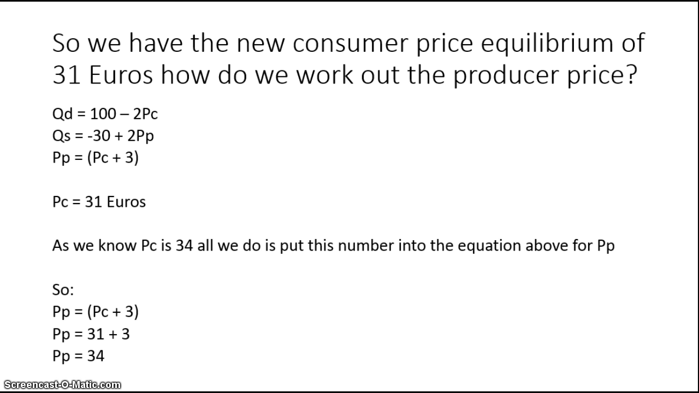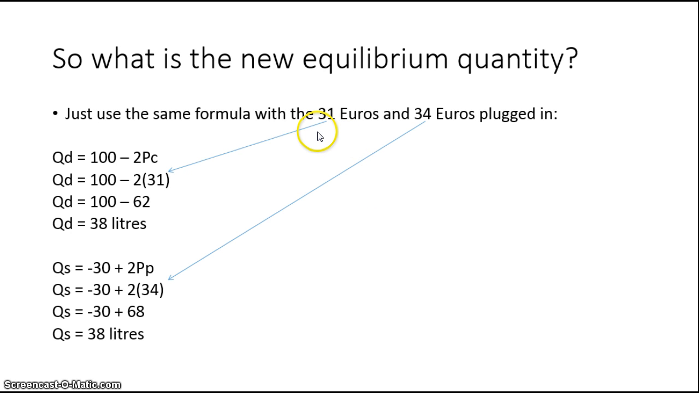Okay, so moving on to the next slide, it's exactly the same as with the taxes. We know what the new equilibrium prices for both the consumer and the producer are, so we just put that into the formulas, and we get 38 litres, once we've worked it out. So press pause, have a look at that, but what we did for taxes, we're doing for subsidies to find the new equilibrium quantity.